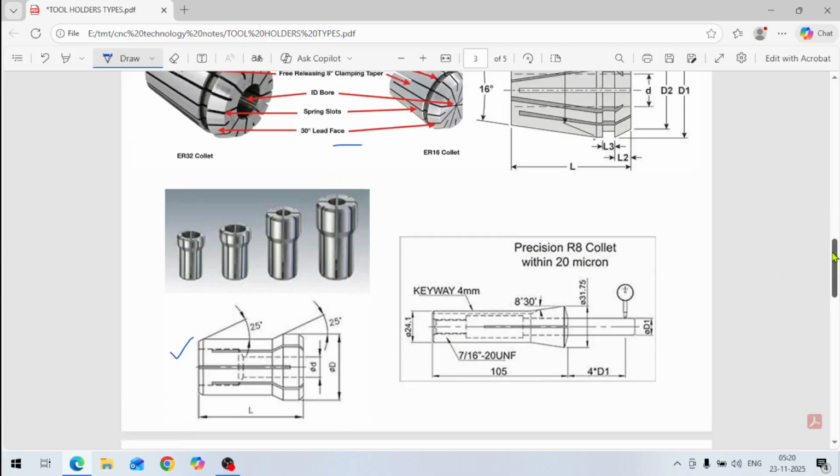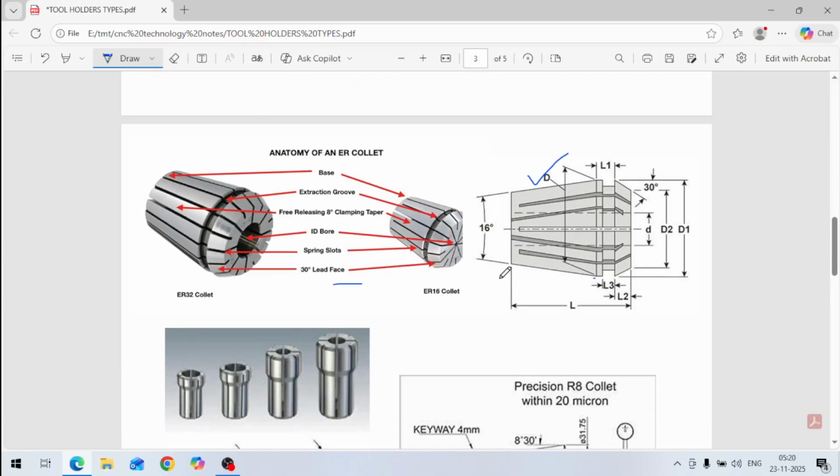And the TG collet, tremendous grip collet. ER and TG are the same, only the angle differs. In ER the angle is 16 degrees, and in TG it is 8 degrees. Instead of 16 it is 8 degrees here. Otherwise it is the same as ER.